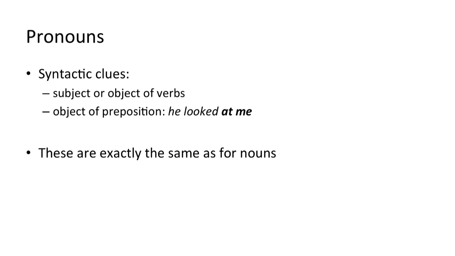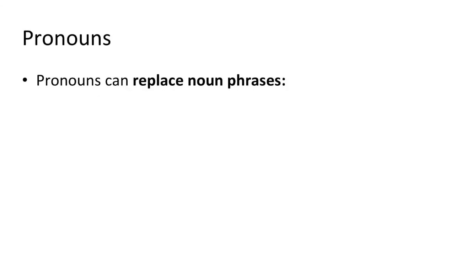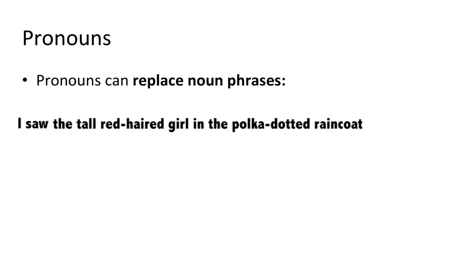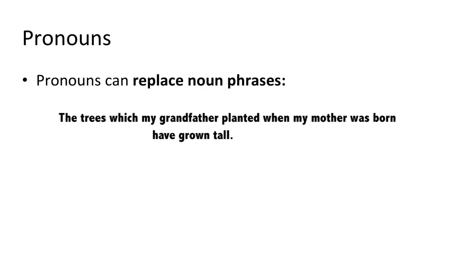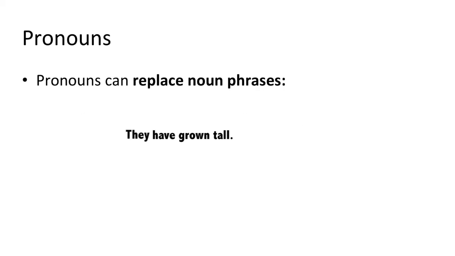And this points ahead to the syntactic clues. Pronouns can be subjects or objects of verbs, or they can be objects of prepositions, as in, he looked at me. Now you may remember that this is exactly the same things that we said nouns could do. And this is because pronouns can be used to replace noun phrases. So for example, instead of I saw the tall red-haired girl in the polka-dotted raincoat, we could just say I saw her. Instead of the trees which my grandfather planted when my mother was born have grown tall, we could just say they have grown tall. So pronouns can go in exactly the same places as noun phrases can.